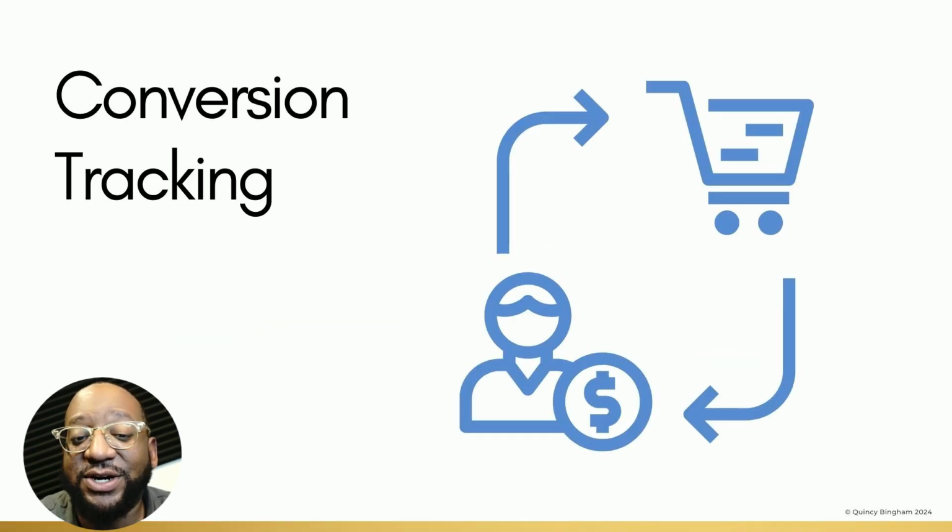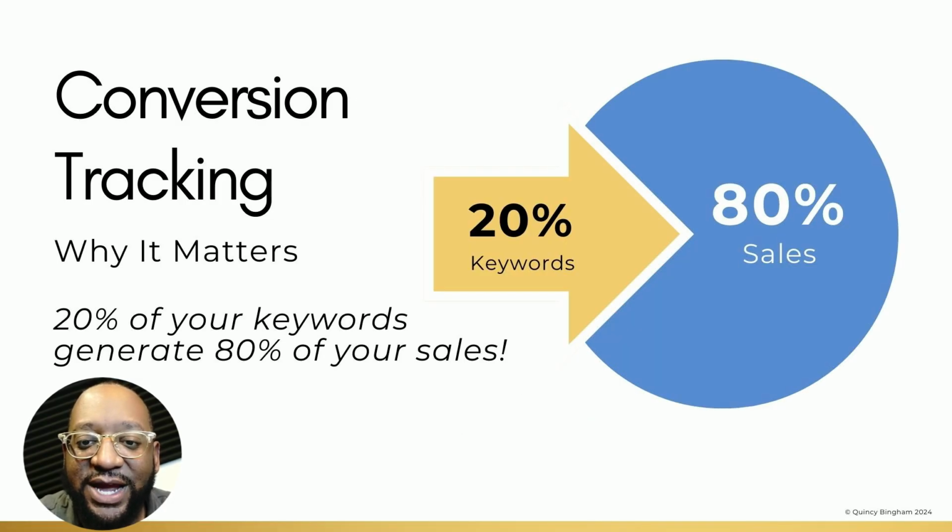First, conversion tracking. Think of this like your cash register. It is how you track sales in your digital store. Have you heard of the 80-20 rule, also known as Pareto's principle? Imagine you're running ads with 100 different keywords. What the 80-20 rule states is that 20% of your 100 keywords are generating 80% of your sales. With conversion tracking, you'll know which of those 20 keywords are responsible for 80% of your sales.